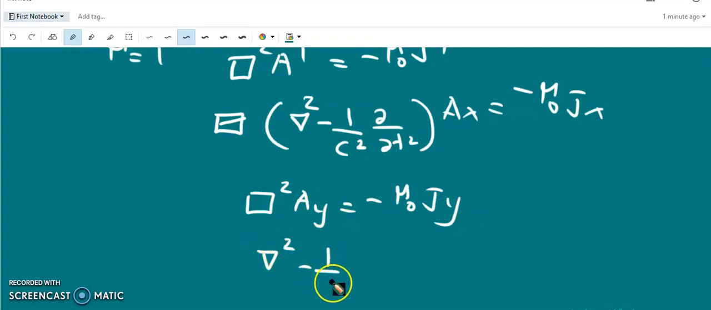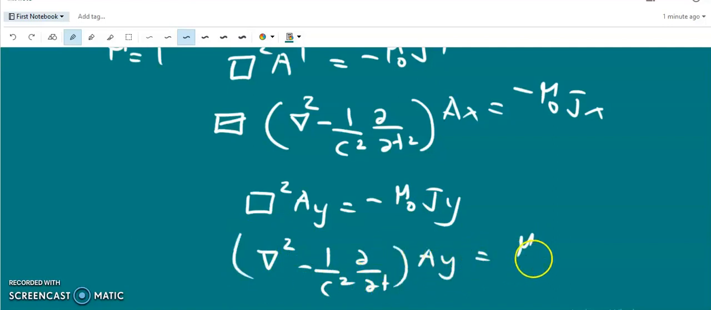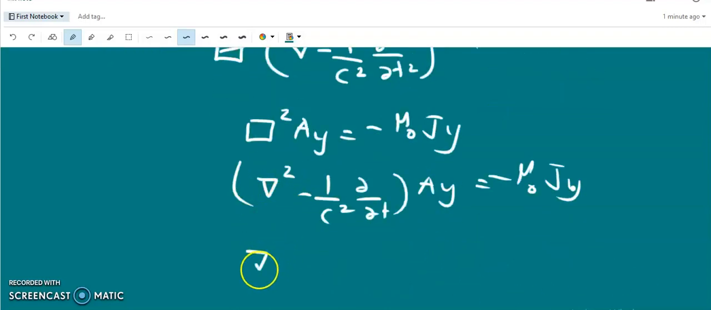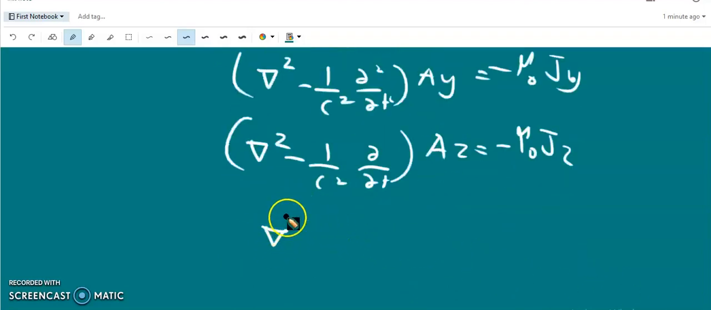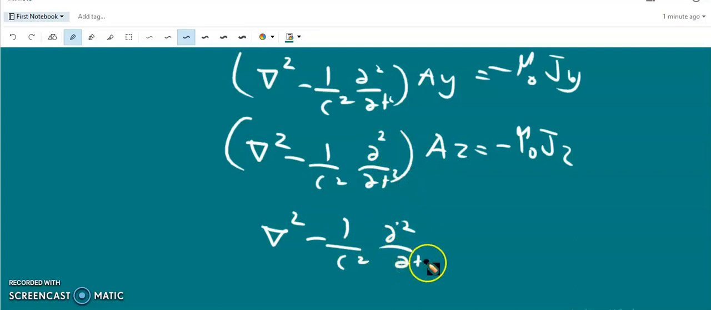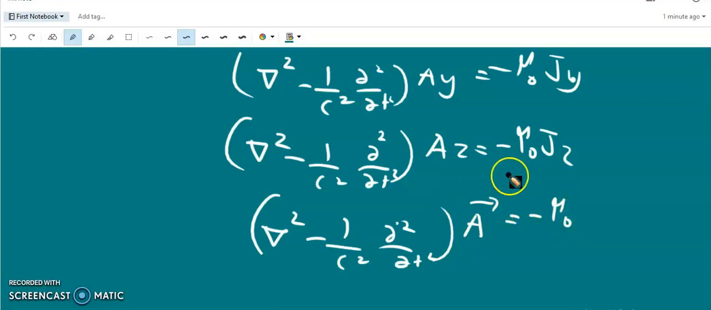Del square minus 1 by c square dou by dou t square Ay is equal to minus mu 0 jy. Similarly, for mu equal to 3, del square minus 1 over c square dou square by dou t square Az equal to minus mu 0 jz. So adding these vectorially, we get del square minus 1 over c square dou square by dou t square acting on Ax i plus Ay j plus Az k, which is the A vector, equal to minus mu 0 times jx i plus jy j plus jz k.